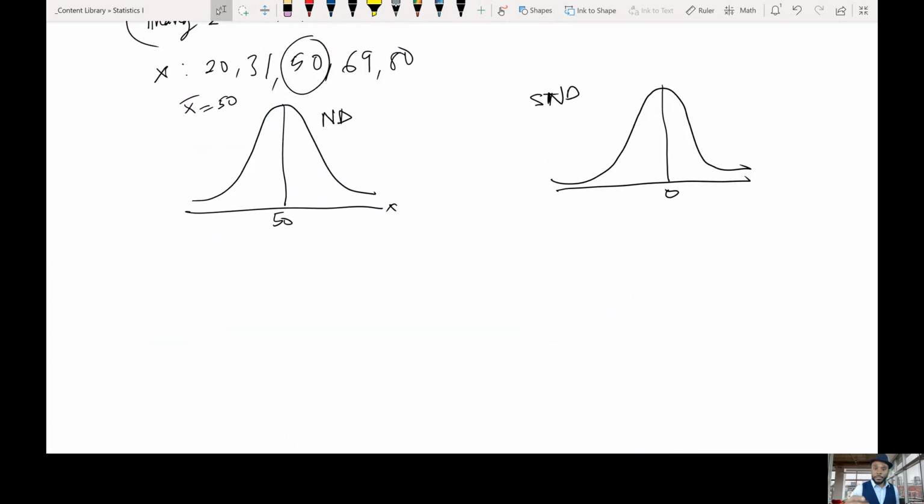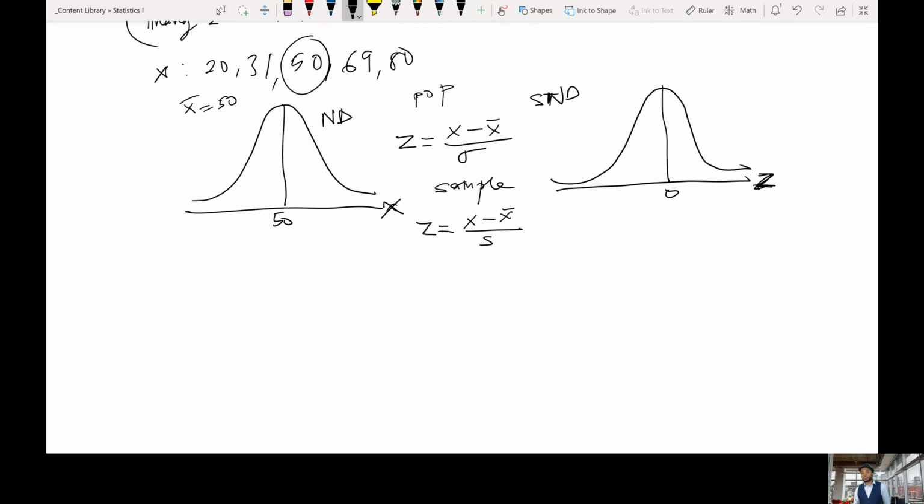All right. So how do we transform from x to z? The transformation is this: z is equal to the value of x minus the mean, divided by the standard deviation, sigma. If we are looking at population data, this will be the z-score for population. What about sample? If we're looking at sample data, then the z-score is equal to x minus x bar divided by the standard deviation, which is s. That will give us the z.